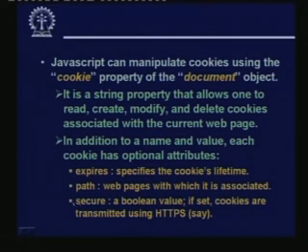And thirdly, there is a property called secure. This is a Boolean value. This can have the value either true or false. If it is true, if set, then cookies are transmitted using secure HTTPS, for example.